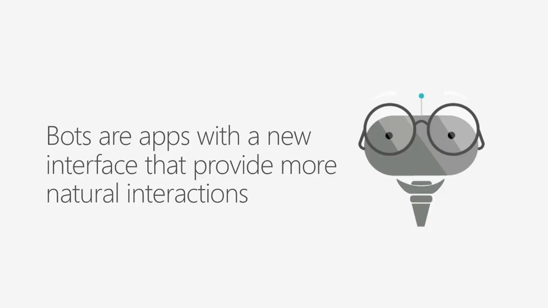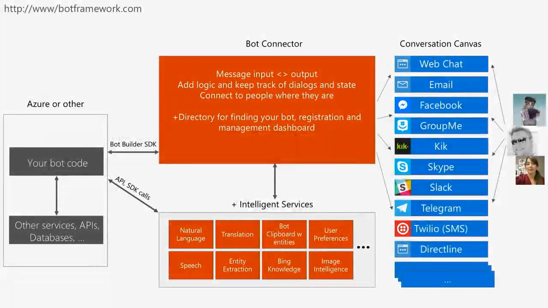So to get into it a little bit deeper, there's another view of the bot framework and where your bot sits when you're writing an application to use the Microsoft Bot Framework. So the bot connector here in the middle will handle the message input and output from multiple conversation canvases, or channels, is what we call them. It'll handle the logic, and also it'll keep track of the state for you if you need to have a state per user, or per conversation, or per user channel.